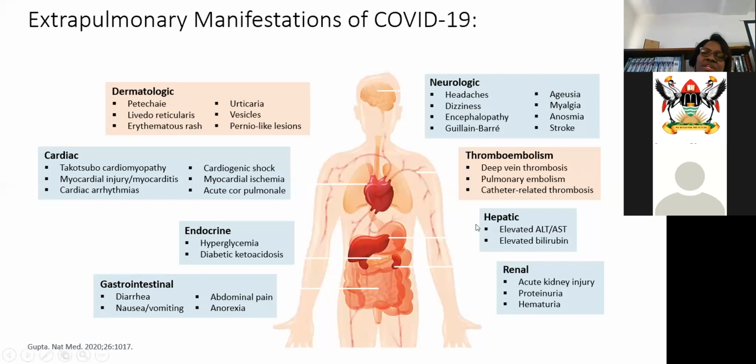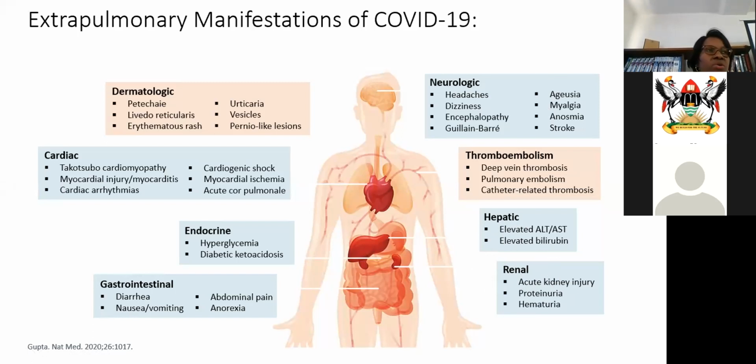The disease also affects the liver, where you see elevated transaminases and elevated bilirubin. The kidneys will also be affected for some patients, where you get acute kidney injury with proteinuria and hematuria due to damage to the membranes in the kidneys. In the GIT, we'll see things like diarrhea, abdominal pain, anorexia, nausea, and vomiting.